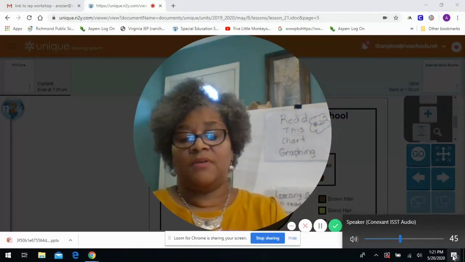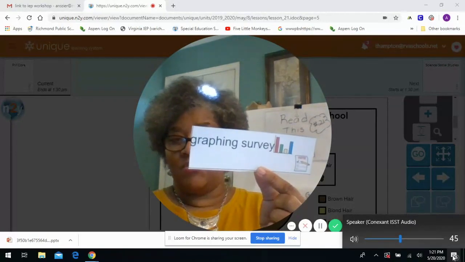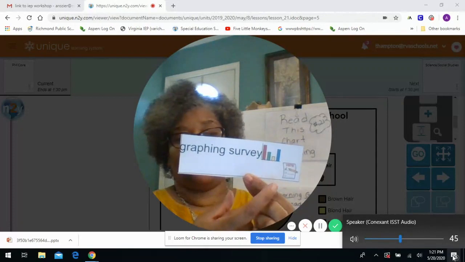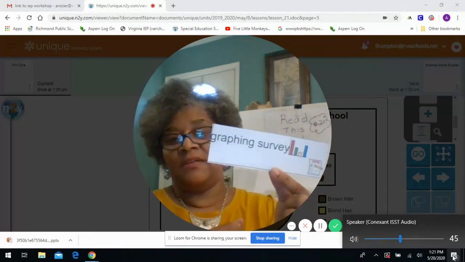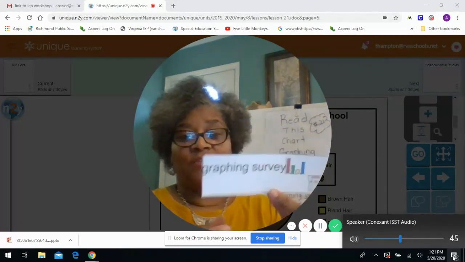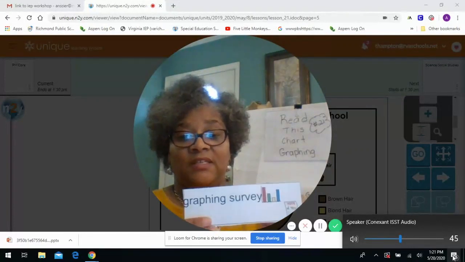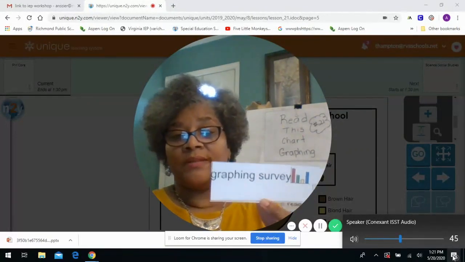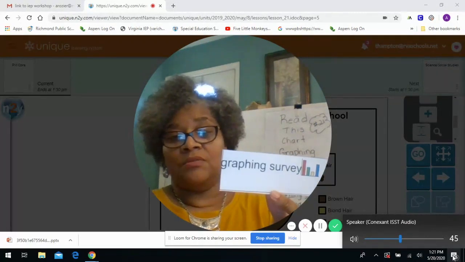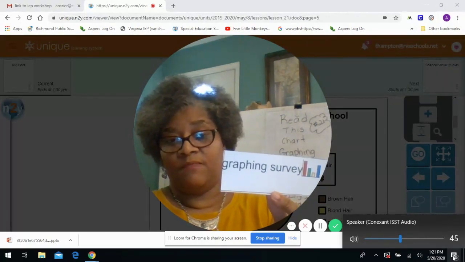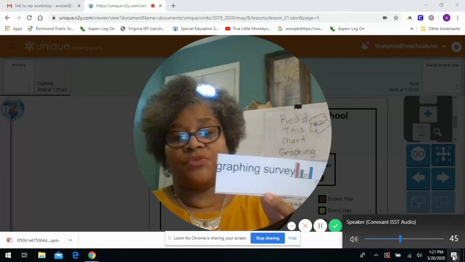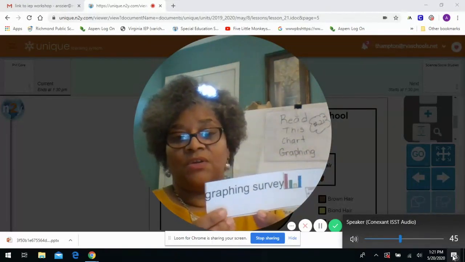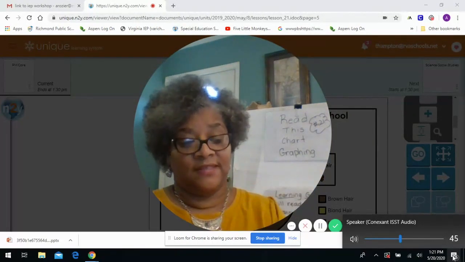We have graphing survey or survey graphing. You see they have the bar graph, right? And you collect your survey. That means you graph according to the numbers that you've collected and you make different colors to denote what is the information that you have collected. Okay, so if you have the boys green and the girls red, then that's the collection or the data you have collected.